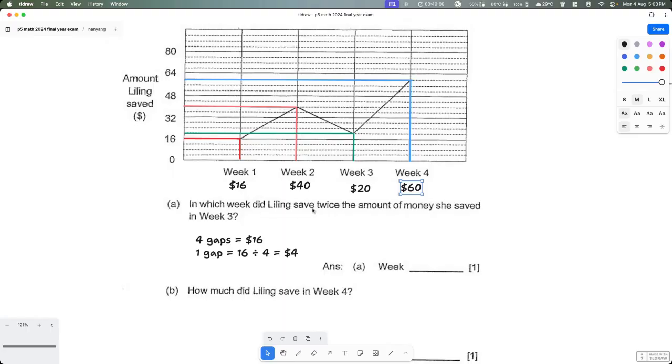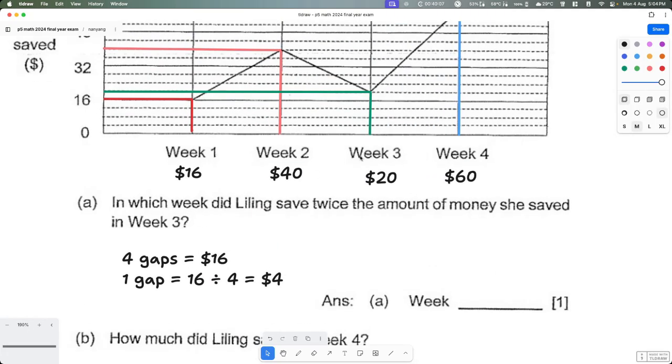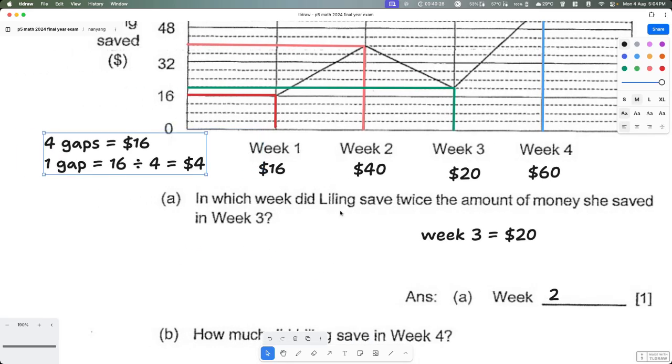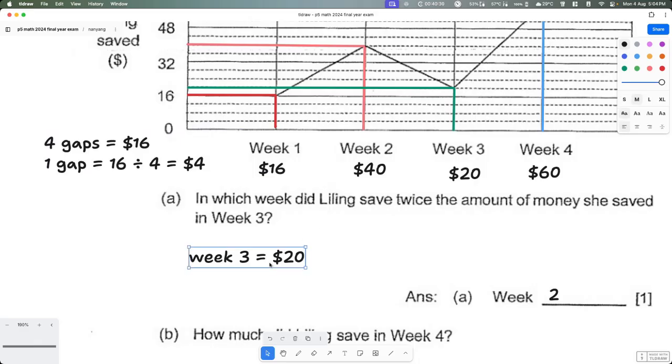In which week did Liling save twice the amount she saved in week 3? The answer is week 2 over here. So week 2 is equal to 40 divided by 20. Week 3 is equal to $20. I'm going to put the gaps here. Week 3 equals $20.